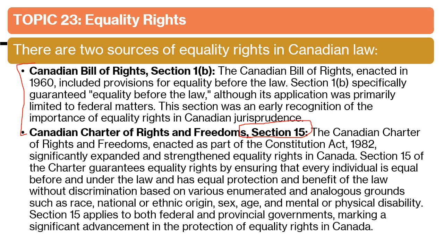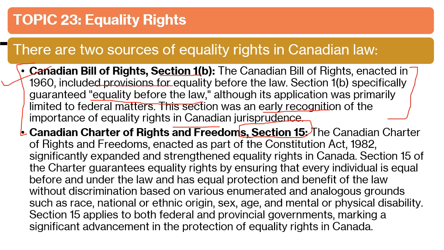But still, we have to read this and refer to it, because under Canadian law before section 15, we had an equality provision under the Canadian Bill of Rights. So now let's read this provision. Section 1B of the Canadian Bill of Rights, which was enacted in 1960, provides for equality before law. So, straightforward, equality before law was protected. Also, its application was majorly limited to federal matters. So this section was an early recognition of the importance of equality rights in Canadian jurisprudence. That is why we read this.